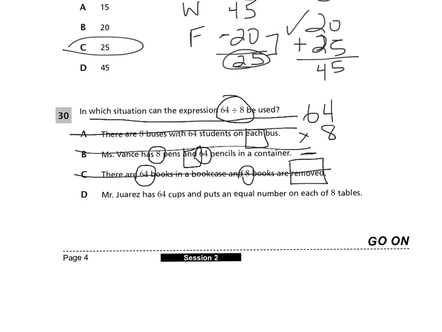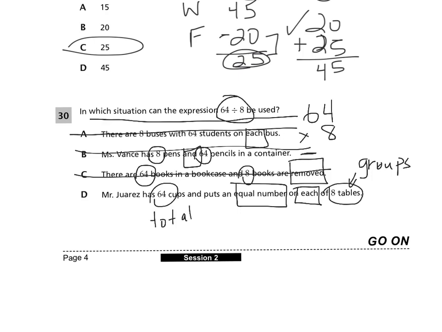Let's just check our last one. Mr. Juarez has 64 cups and puts an equal number on each of 8 tables. So here we have our groups. We have our total. Equal number in each group, that's division. So there's our answer. So notice how I went through and wrote some things down for each question and really thought about what the action words were.